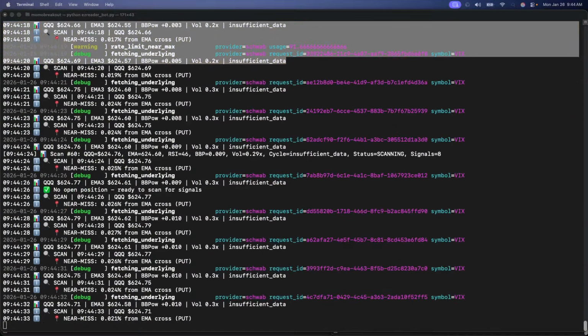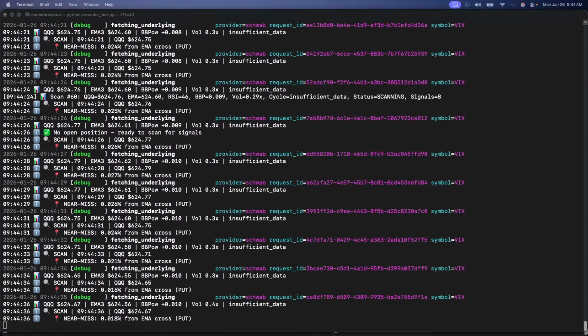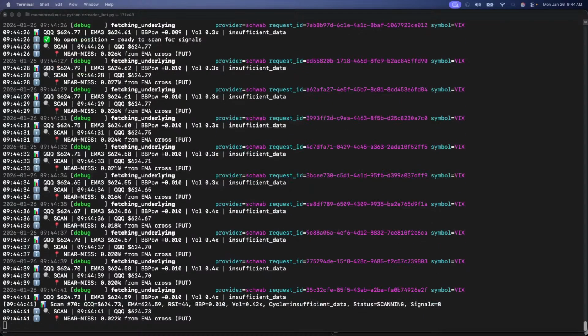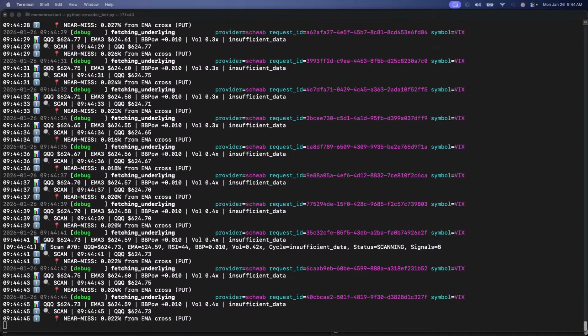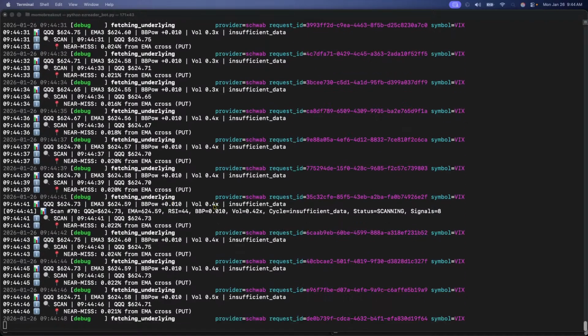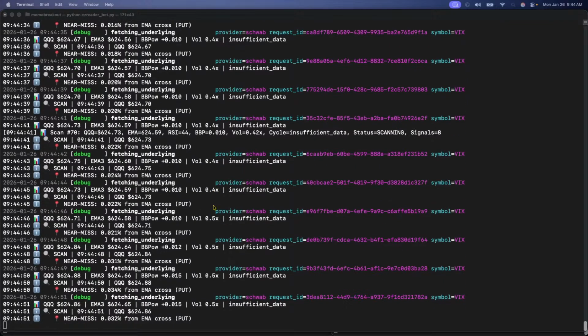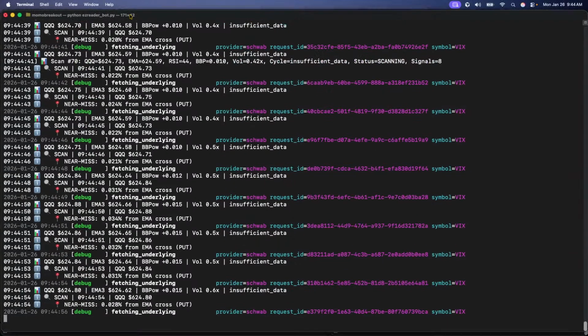Bot is still seeing insufficient data. Is this by design or is there an issue? All those terminal windows will make me crazy. If you use a good terminal, you can organize it easily. Yeah, I'm not gonna hold you.